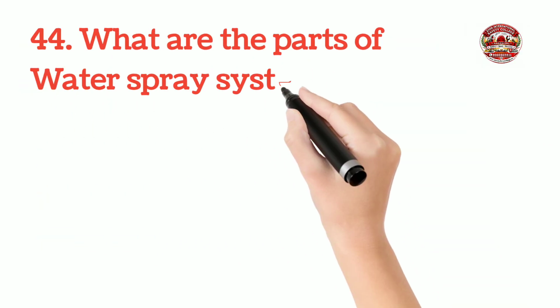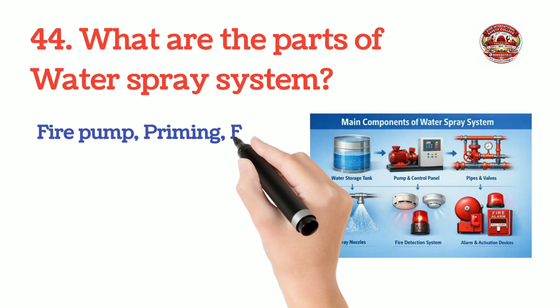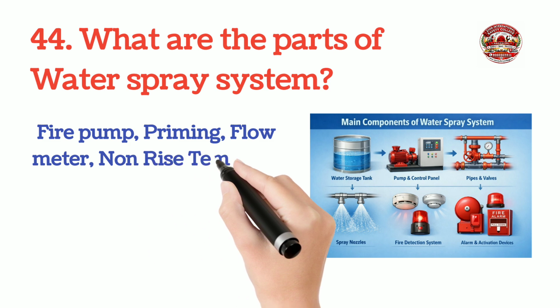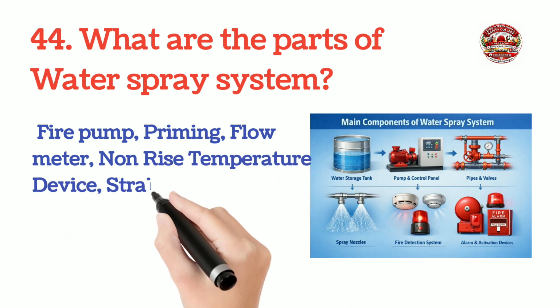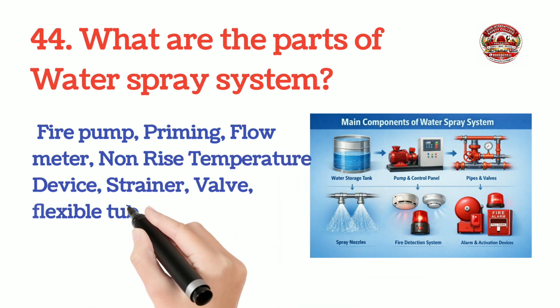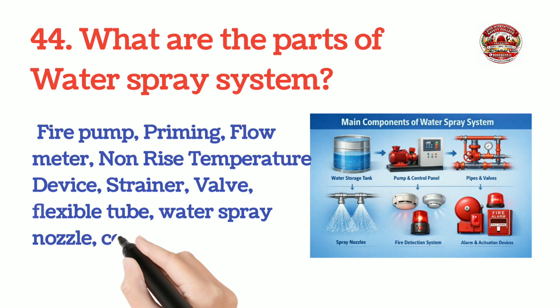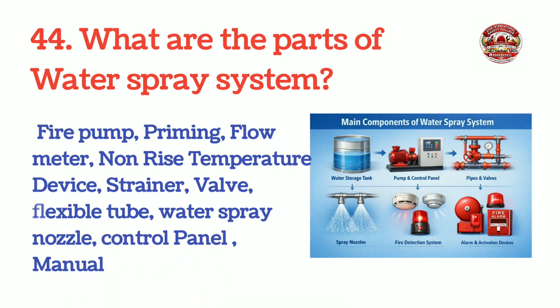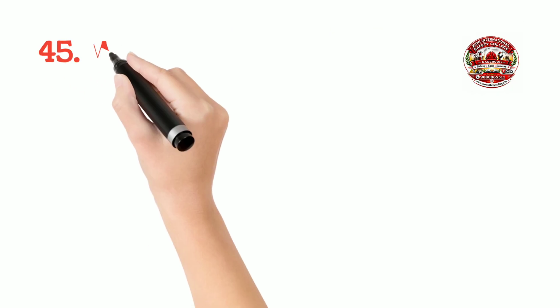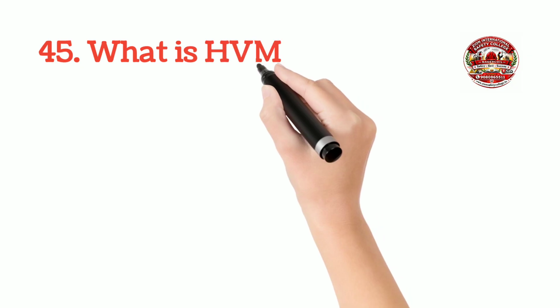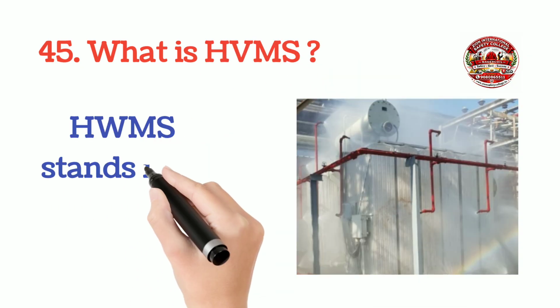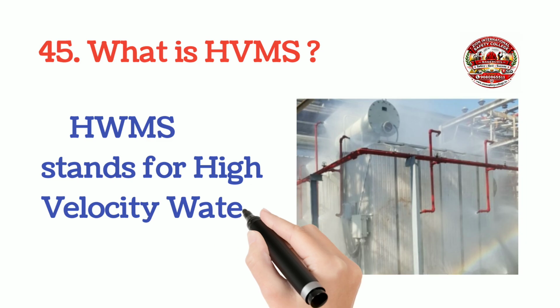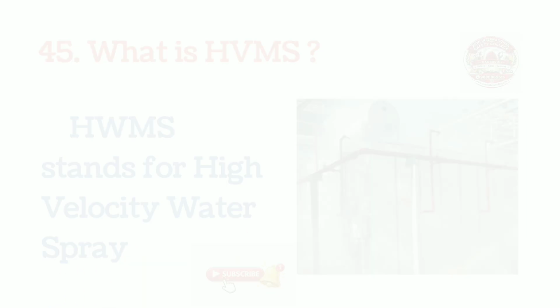What are the parts of water spray system? Fire pump, priming, flow meter, non-rise temperature device, strainer, valve, flexible tube, water spray nozzle, control panel, manual operation push button, level switch. What is HVWS? HVWS stands for High Velocity Water Spray.